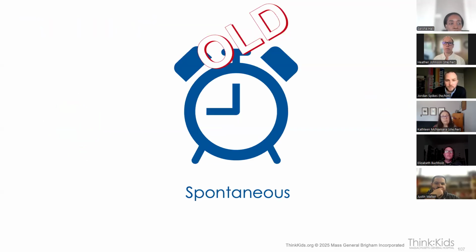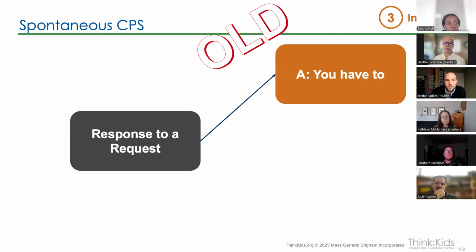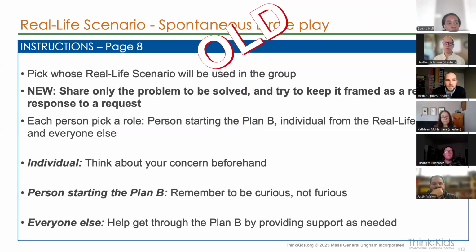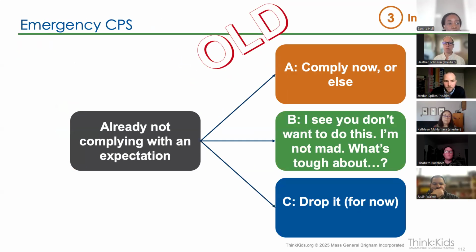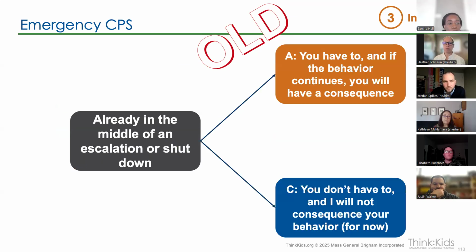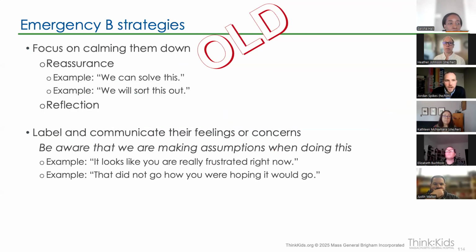And when we talk about spontaneous, we'd share some examples of a response to a request, or if they make a request, right? All good stuff. We'd have a little spontaneous role play. Then we'd get into emergency, similar thing. They're already not complying with an expectation. We show how the planning comes in. If they're in the middle of an escalation or shutdown, we show how that works. We give some strategies around that. But that was it. That was our spontaneous and emergency sections.